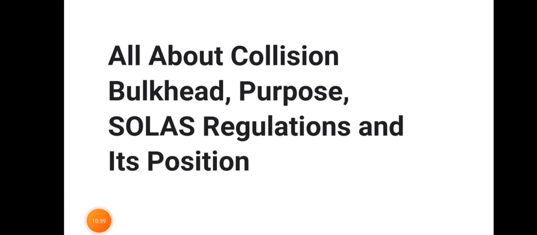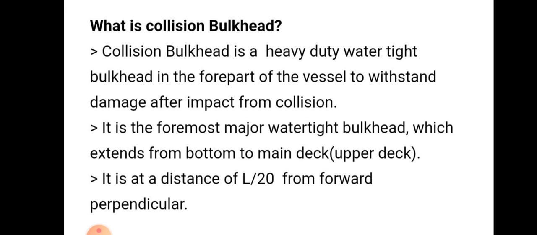So let's discuss the collision bulkhead, its purpose, SOLAS regulation, position and so on. The collision bulkhead is a heavy duty watertight bulkhead in the forepart of the vessel to withstand damage after impact from collision.